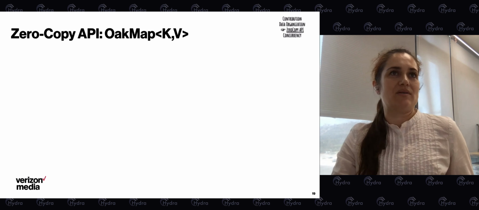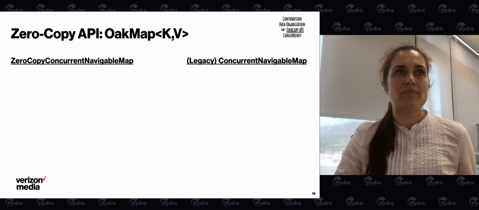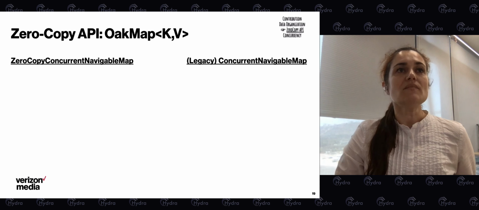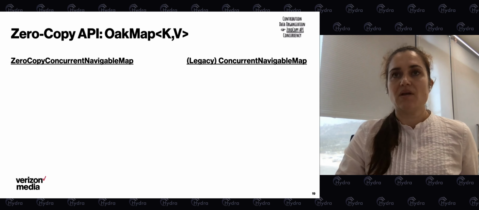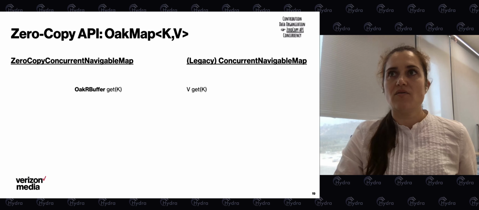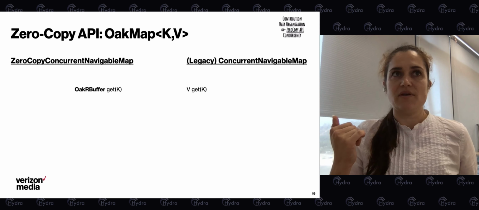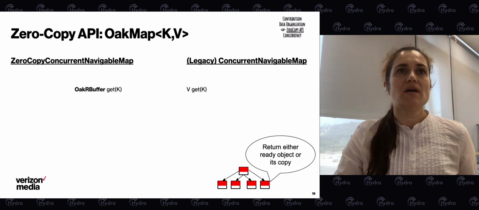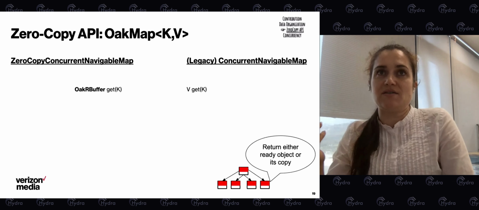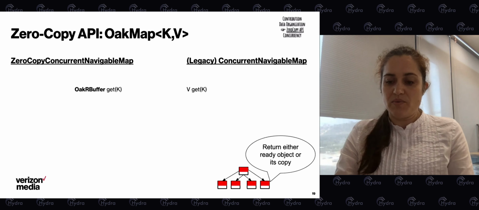Okay, so I'm going to speak a bit about our API. We introduced a zero copy API for OakMap. OakMap also supports the concurrent navigable map API, but we suggest to use zero copy. For example, when you do a get from a concurrent navigable map, you give an object K, and you get back an object V. In Java's concurrent skip list, it's easy to return any V. The value object V already exists, just return whatever you have, and no copy is required.